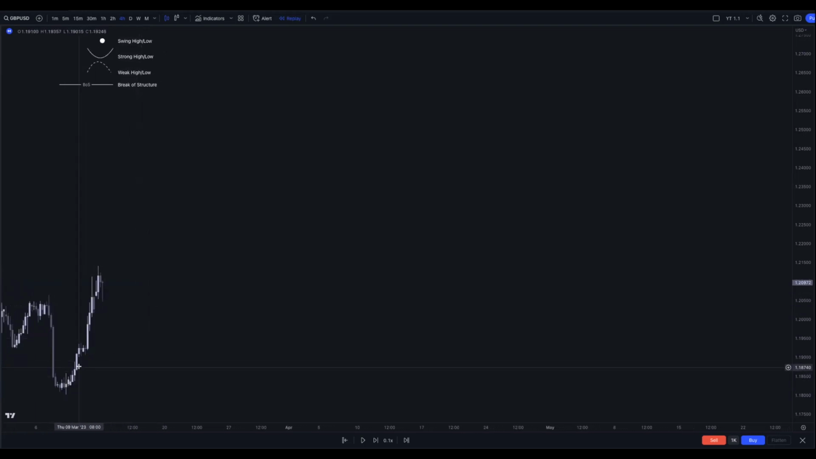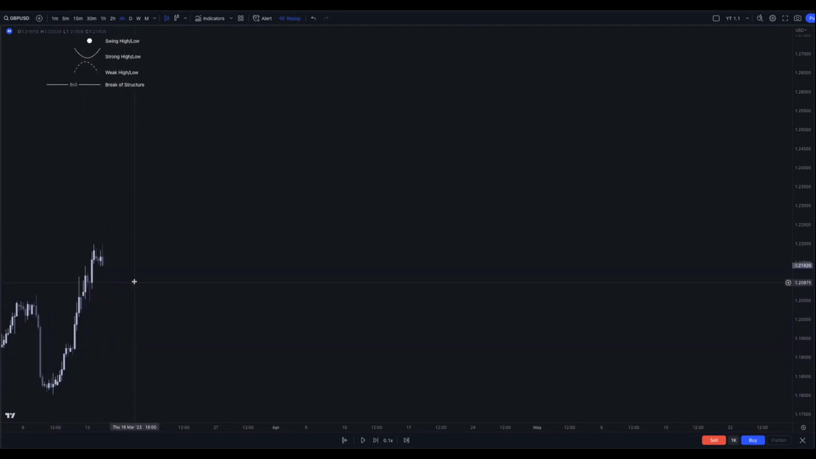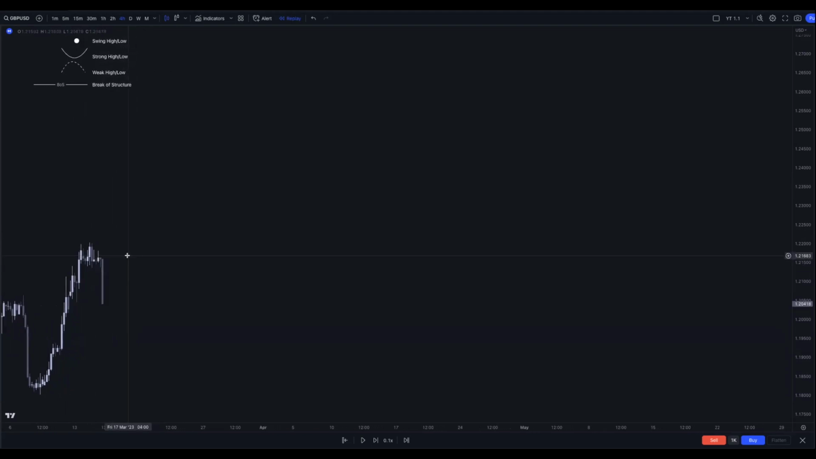And it's just basically been a straight climb this entire time, right? So we're waiting for a pullback. We don't know when a swing high is going to occur until price starts to move away from it. Here, price starts to move away from it. So I'm going to consider that a swing high, right?